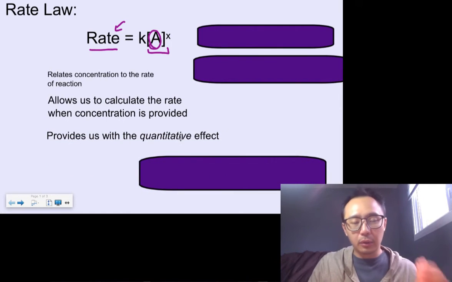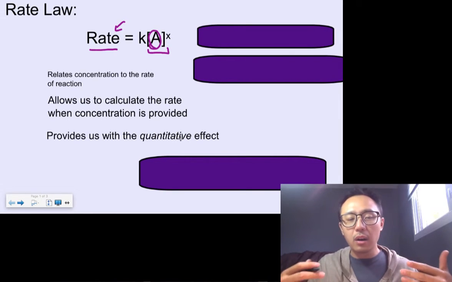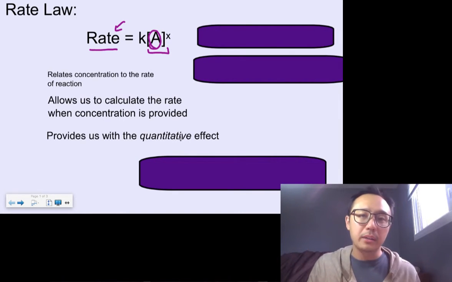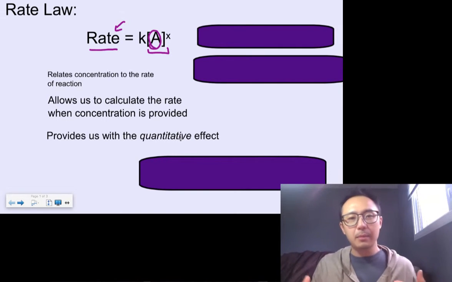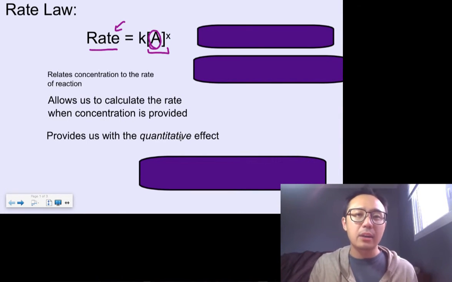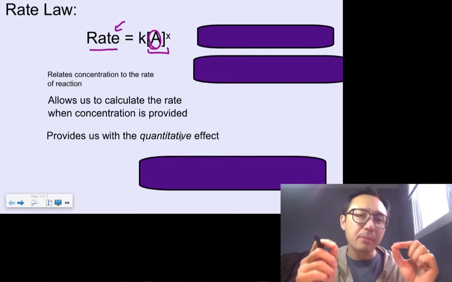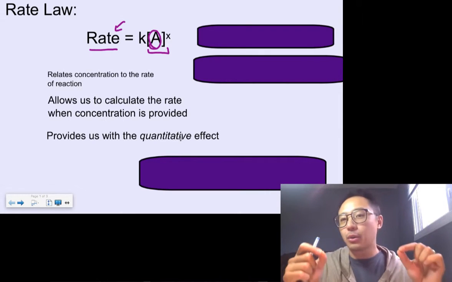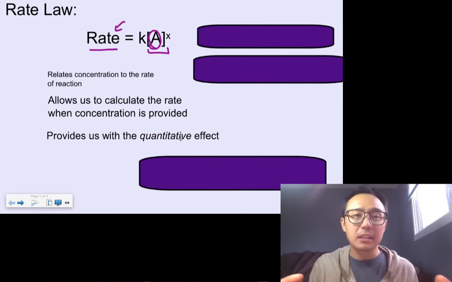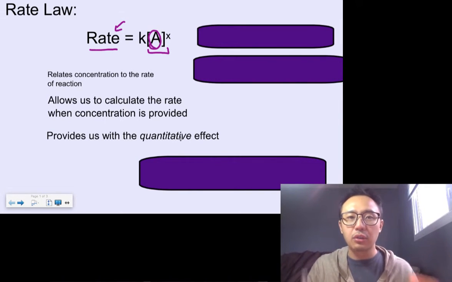And lastly, the specialty of rate law is that it allows us to quantitatively determine how fast or how slow something is. So what I mean by quantitatively is that if you think about something like a nail rusting, we know qualitatively that it's really slow, but how can we quantify that? How can we exactly put a number on how quickly rust is forming, like per minute or per hour? That's what the rate law does if we know the concentration of what's there to create the rust. So that's what the rate law is.